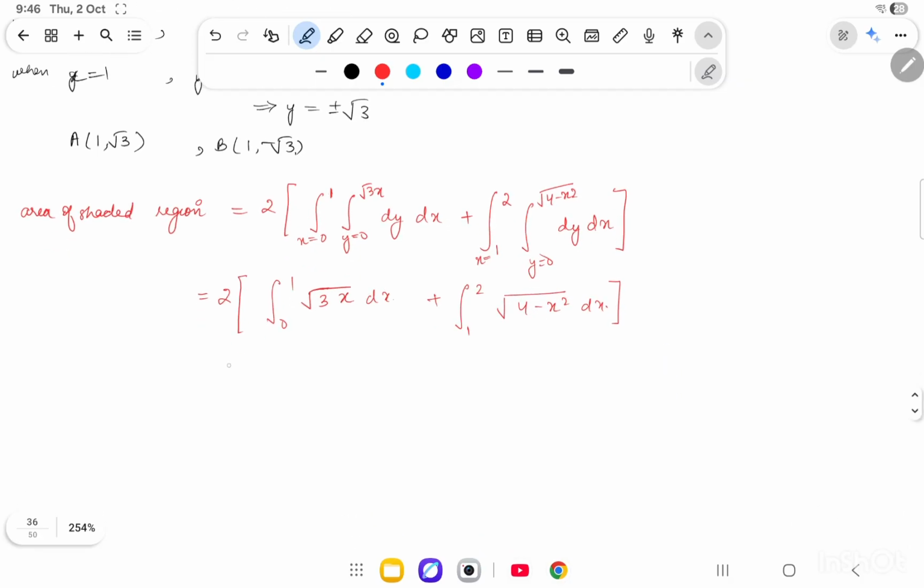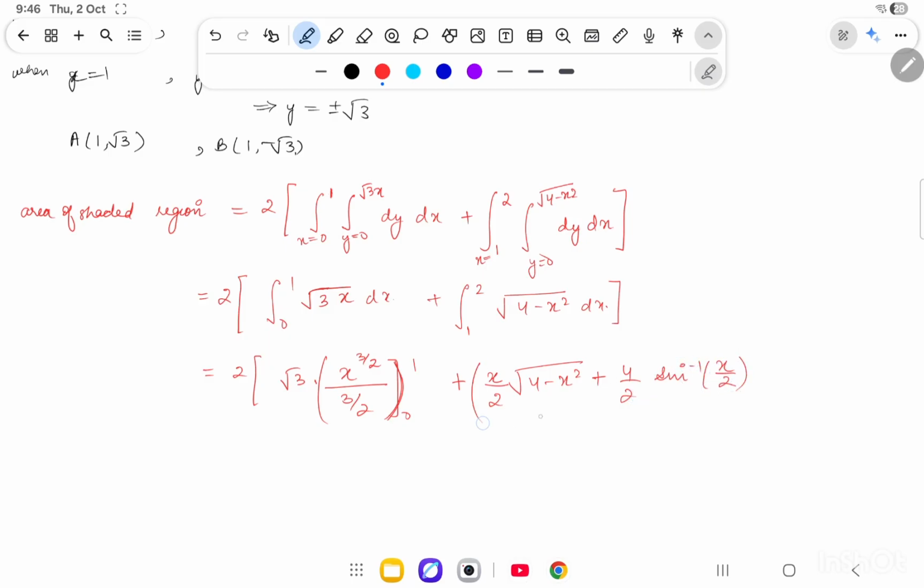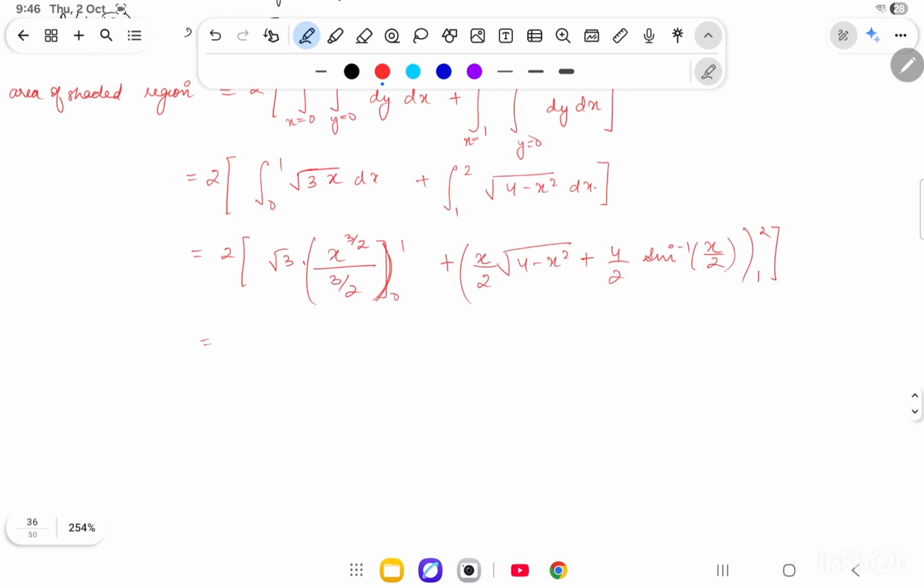Now if we just solve it, it will be 2 times under root 3 x raised to 3 by 2 divided by 3 by 2, with limit varying from 0 to 1, plus x by 2 under root 4 minus x square plus 4 by 2 into sine inverse x by 2, and in this case my limit varies from 1 to 2. Now let's just plug in the limits and see what is the final value of the area.